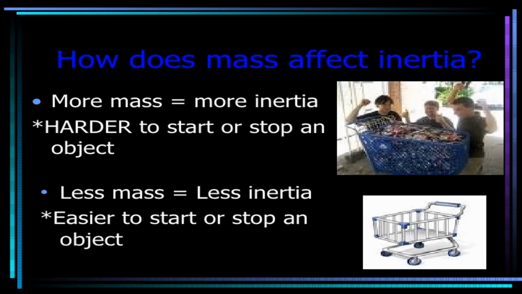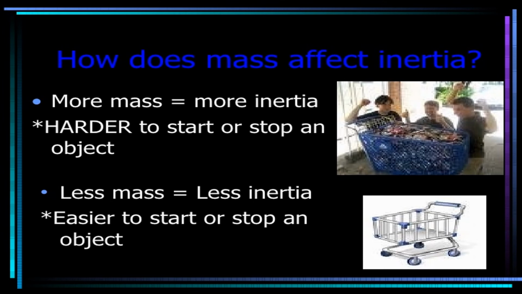Now, how does mass affect inertia? Mass is strongly related to inertia. The effect of inertia on an object is affected by the mass of the object. The greater the mass, the greater the effect of inertia, and the mass of an object is the measure of its inertia. So if you have a big mass, the effect of inertia will be strong, and if you have less mass, the effect of inertia will also be less.